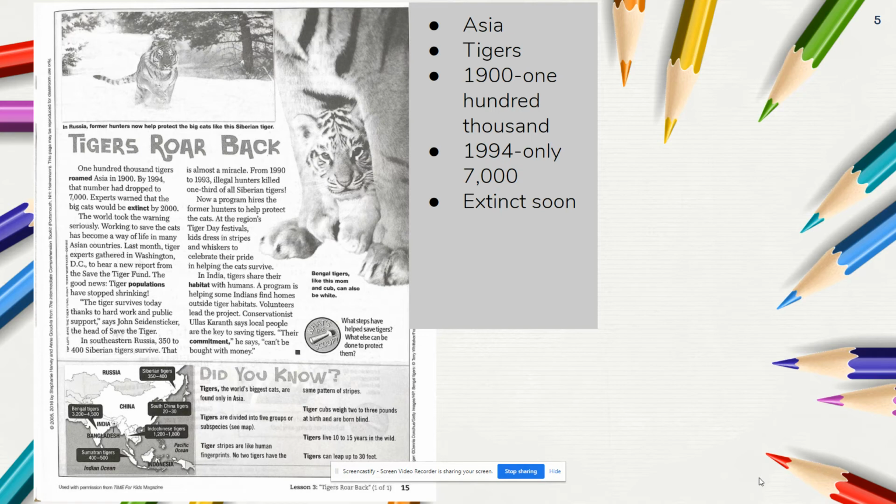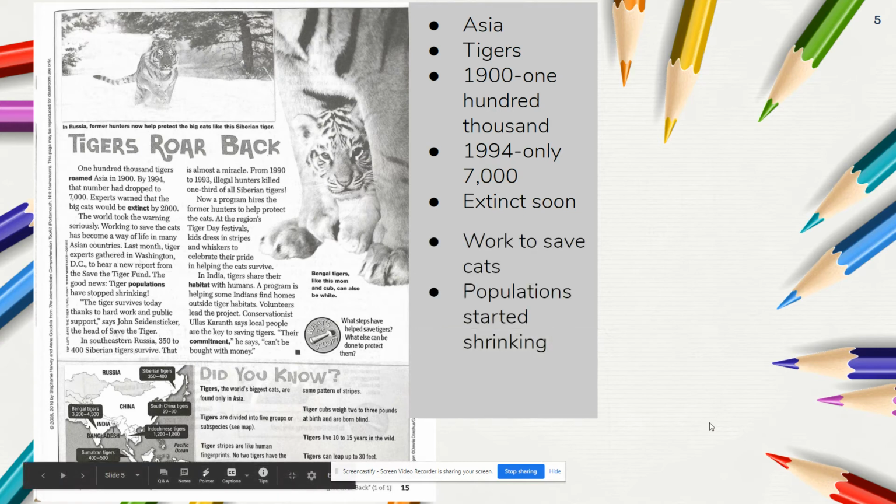For the second paragraph, I'm going to write work to save cats. This was the biggest information from the second paragraph. Yes, there was more information, but most was just added as small details. I'm also going to write down that the population stopped shrinking.